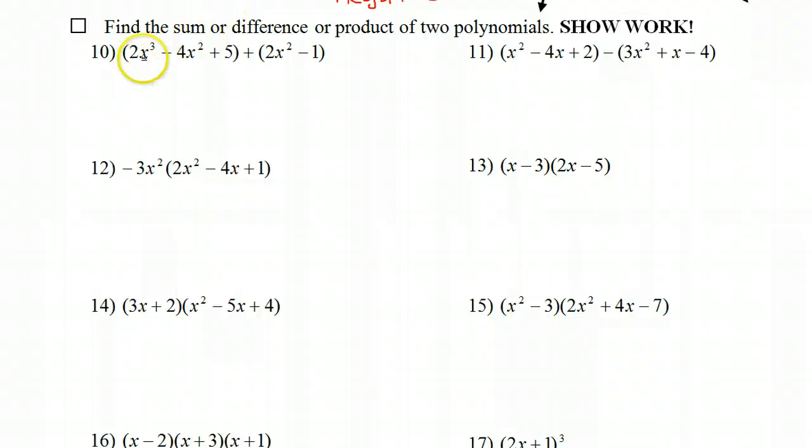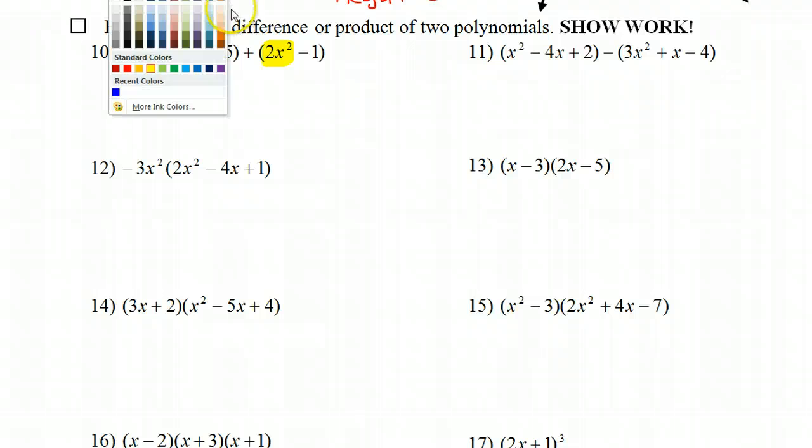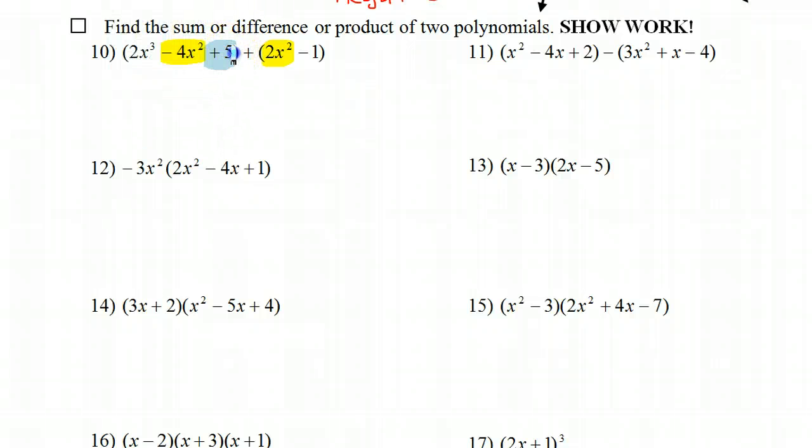Well, adding polynomials is easy. You just combine like terms. Now, to be like terms, the degree of each term has to be the same. So 2x to the third power, well, there are no x to the third powers in the other polynomial. But look at these terms. Negative 4x squared, 2x squared. They're both x squared. They're both quadratic terms. So those are like terms. We'll put those together. And then we have the constants, 5 and negative 1. So we will combine like terms.